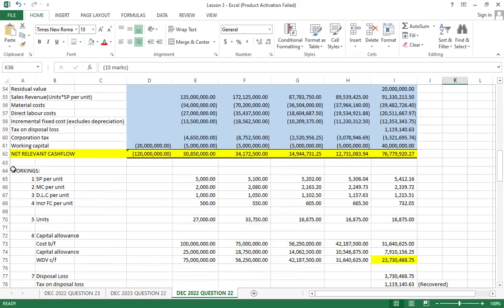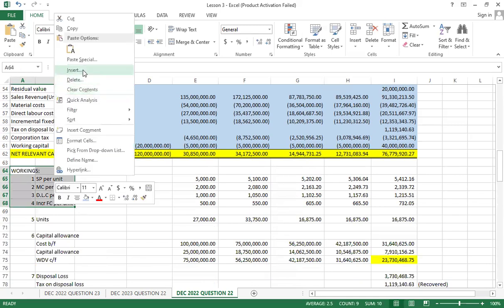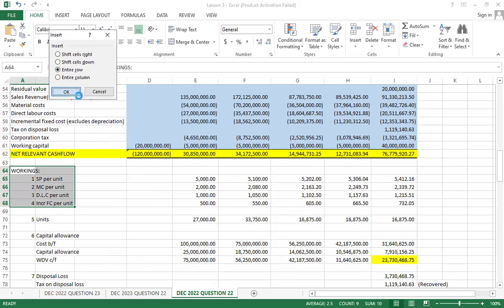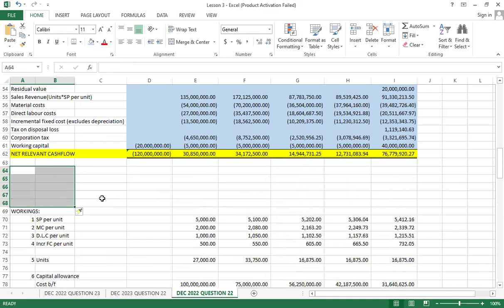Now, for me to do part C, allow me to push the workings down so that I insert an entire row. Insert entire row. I can then say that I have part C. And in part C, we now compute NPV.